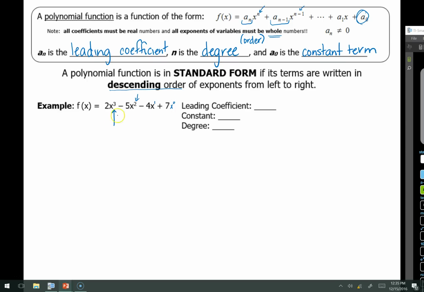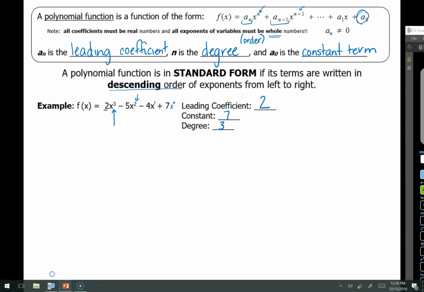So this one is in standard form. We can name the leading coefficient by looking out in the very front. The x with the largest power, the degree, whatever that value is, that's our leading coefficient. The constant, remember, is the term at the end that does not have a variable with it, so it's 7. And the degree is that highest power, so the degree is 3 here.